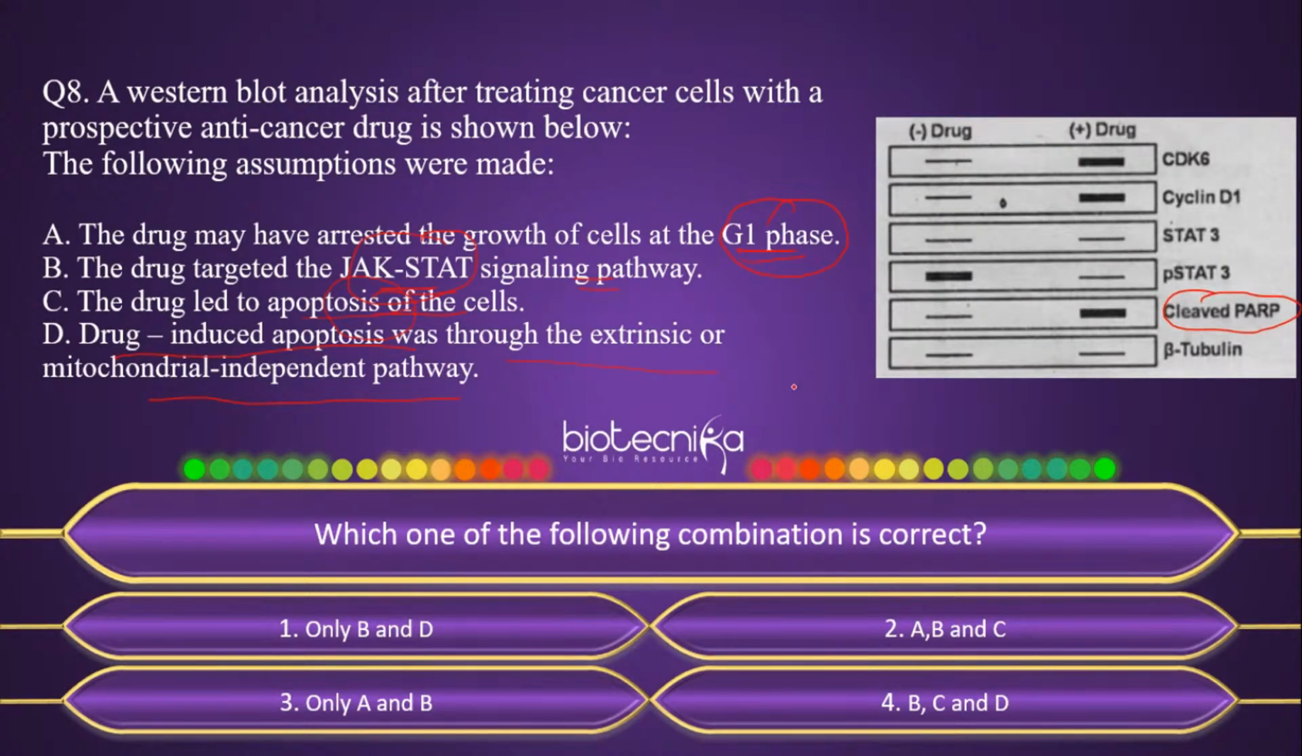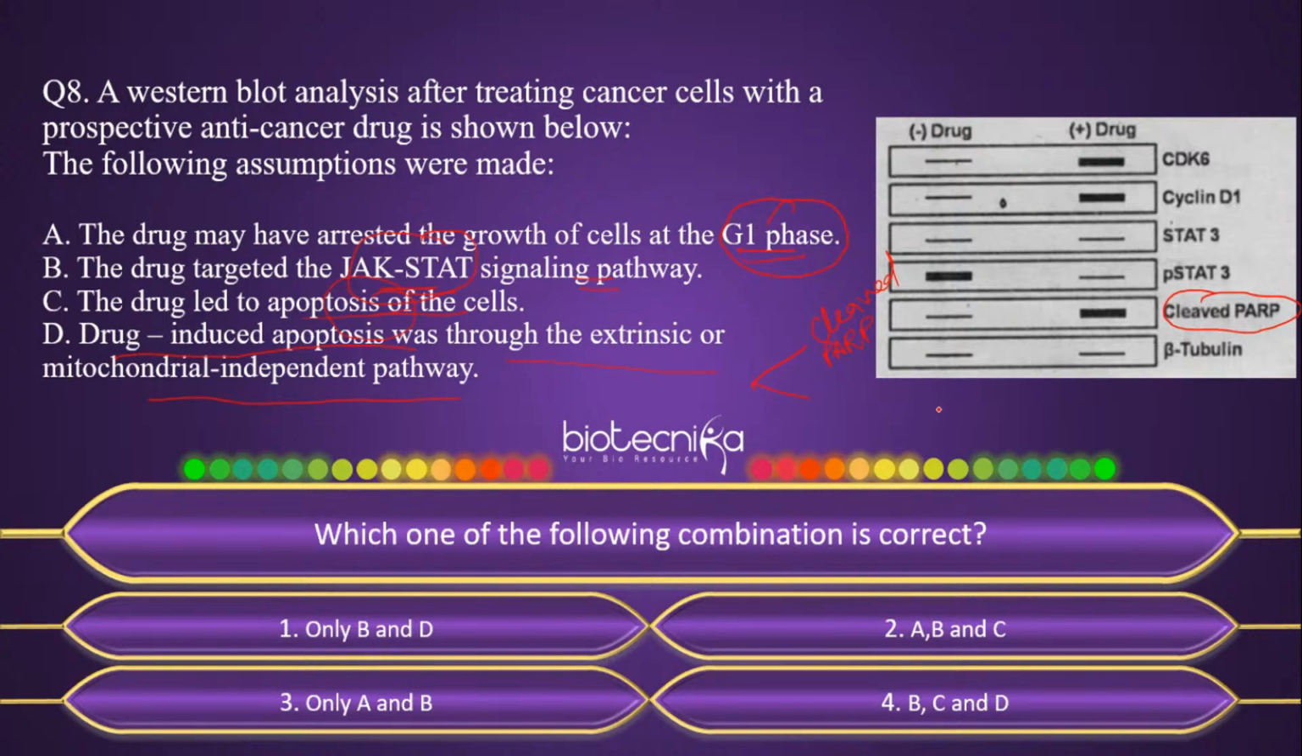Always remember one thing: two markers are there for a cell that has undergone apoptosis. One is cleaved part, and what will be the second one? Can anyone say? What is the second indicator that signifies the cell has undergone apoptosis? Yeah, answer, I got it.